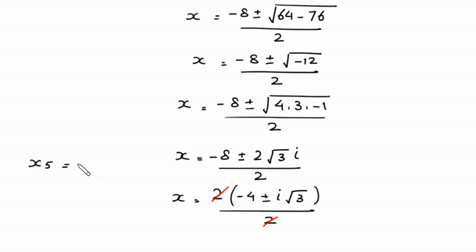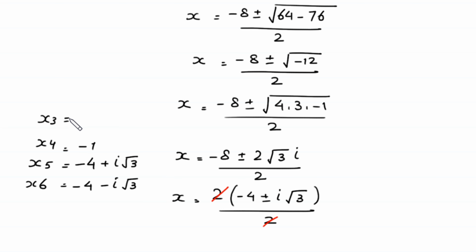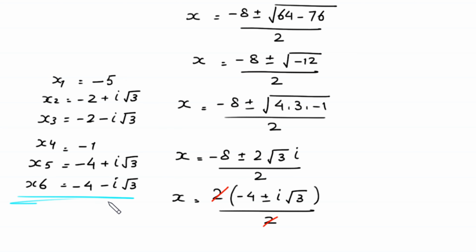x5 is equal to negative 4 plus i times square root of 3, and value of x6 is equal to negative 4 minus i times square root of 3, and value of x4 is equal to negative 1, and value of x3 is equal to negative 2 minus i times square root of 3, and value of x2 is equal to negative 2 plus i times square root of 3, and value of x1 is equal to negative 5. So these are the 6 solutions of this equation.